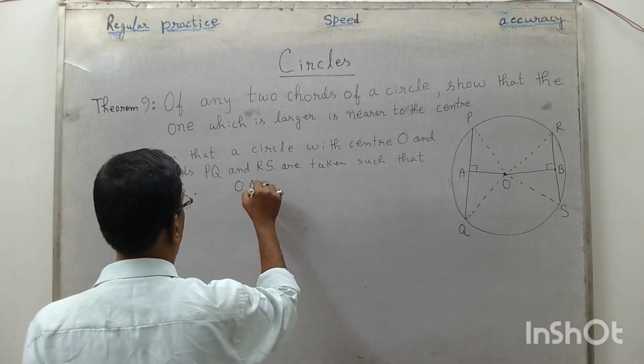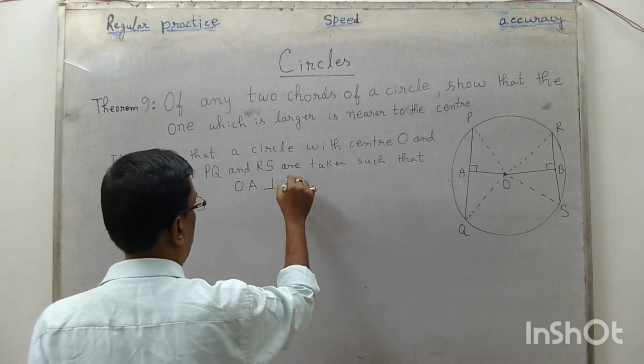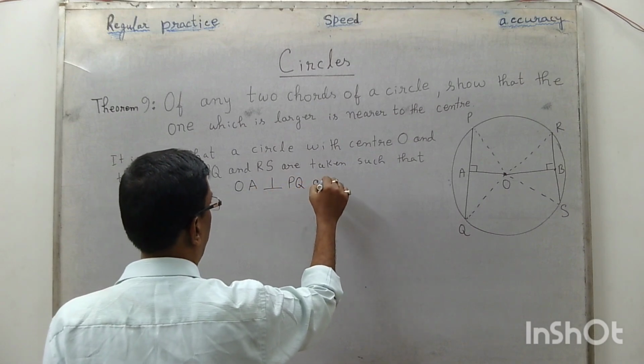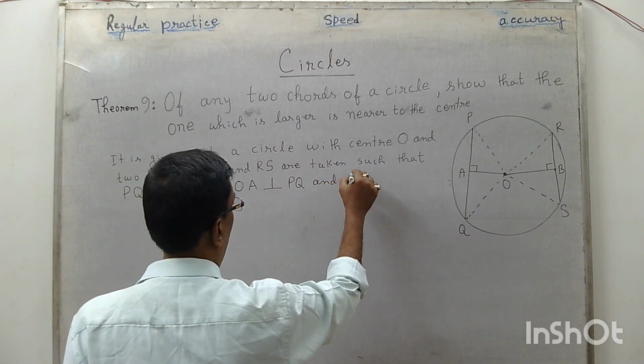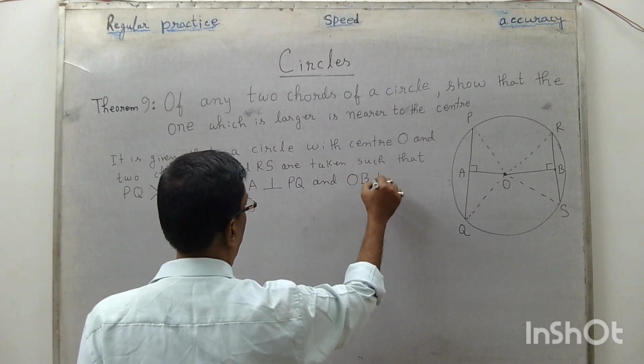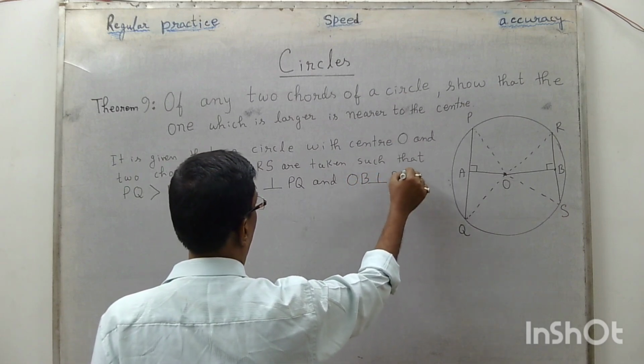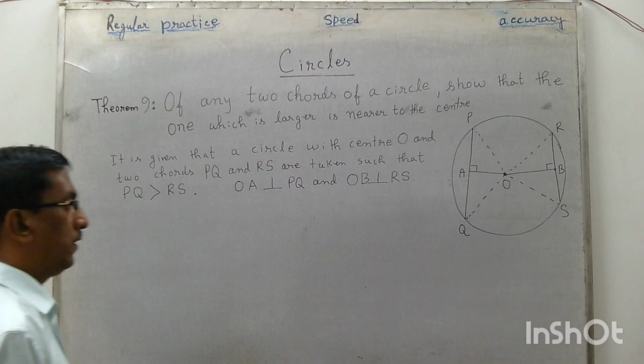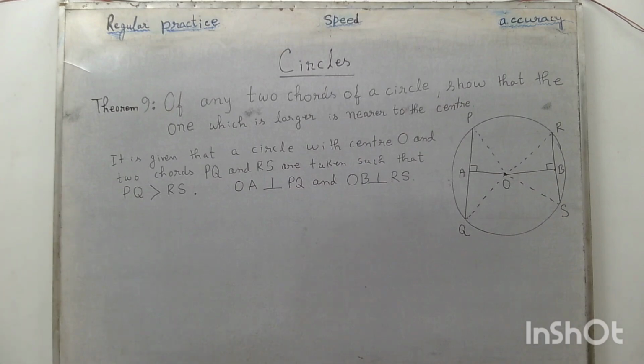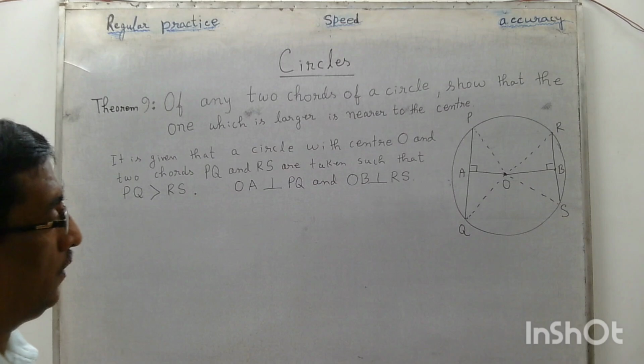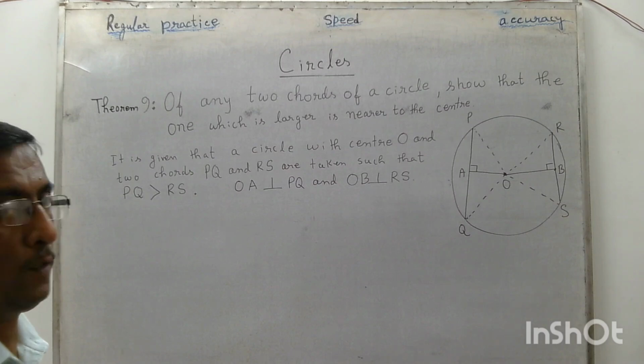OA perpendicular PQ and OB perpendicular RS. ये भी हम assumption में ले लेंगे. And we know that when perpendicular from the center O is drawn to a chord, it bisects the chord.